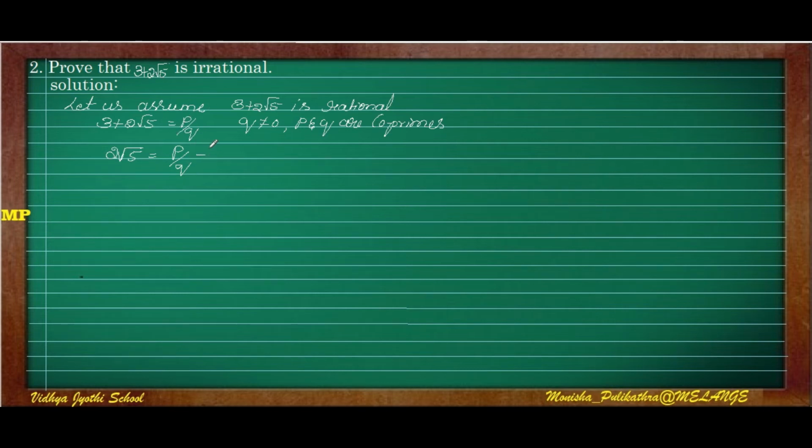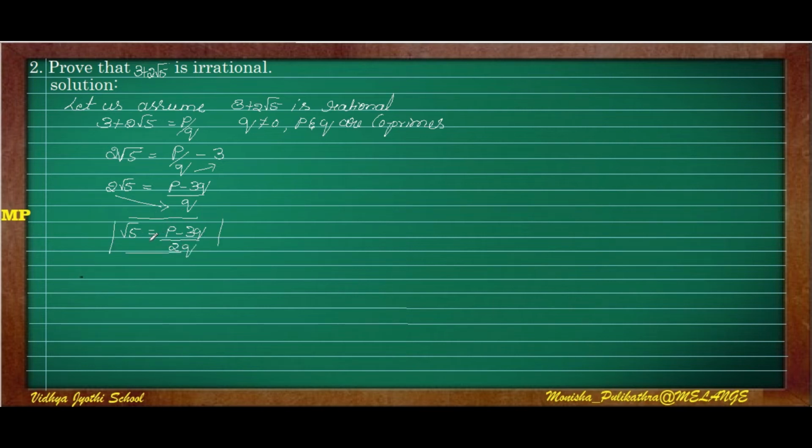So here p by q, I am shifting this 3 to this side, it will become minus 3. So next, by taking LCM, it will become 2 root 5 is equal to p minus 3q whole divided by q. Next I am shifting this 2 this side. So it will become root 5 is equal to p minus 3q whole divided by 2q.